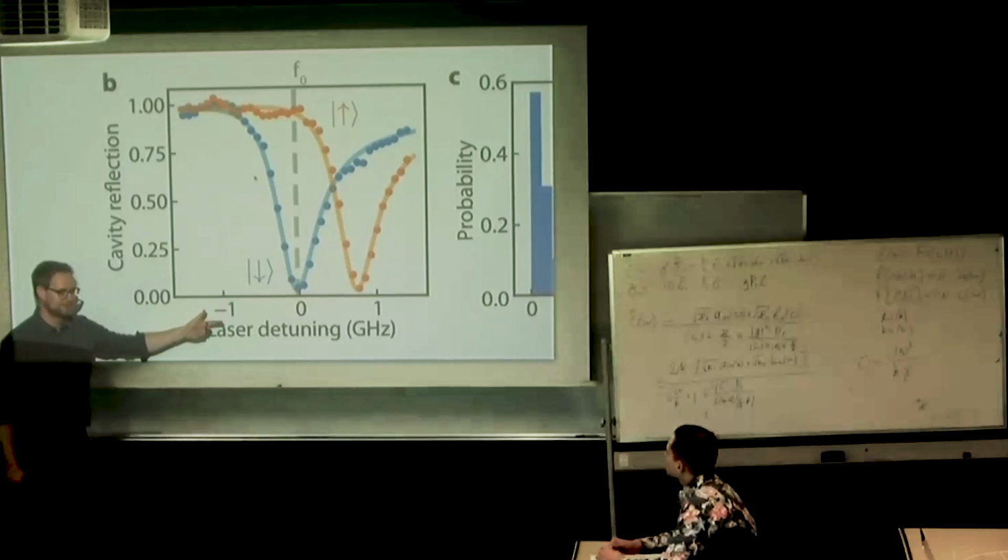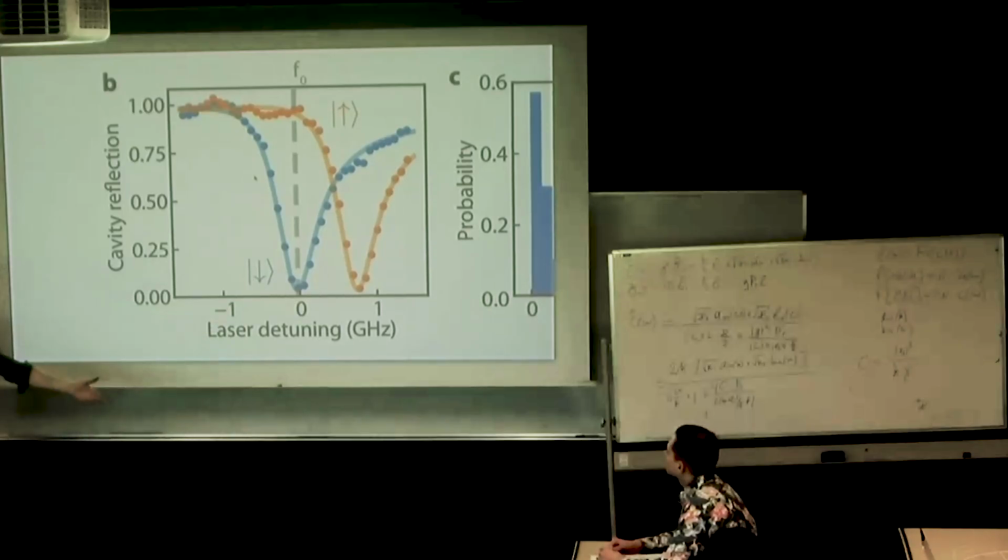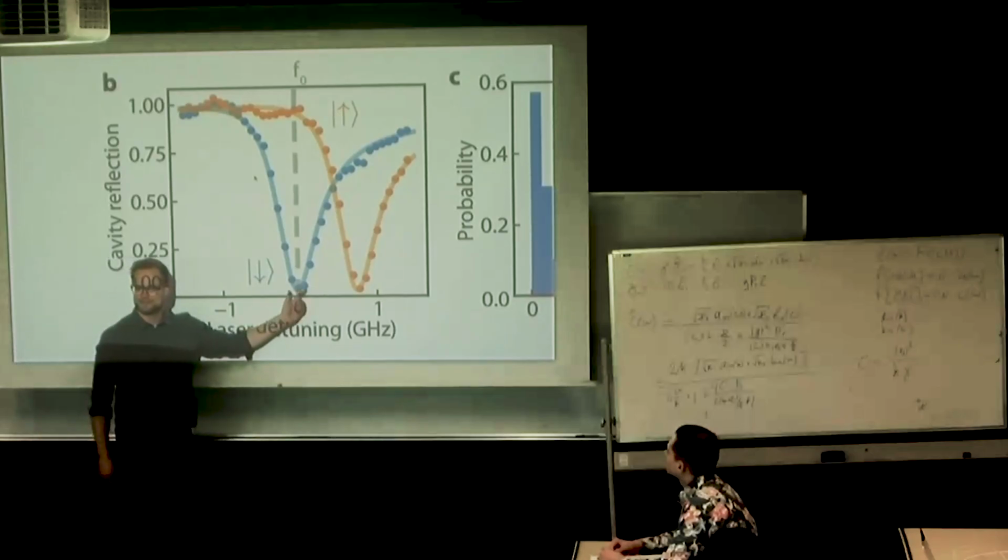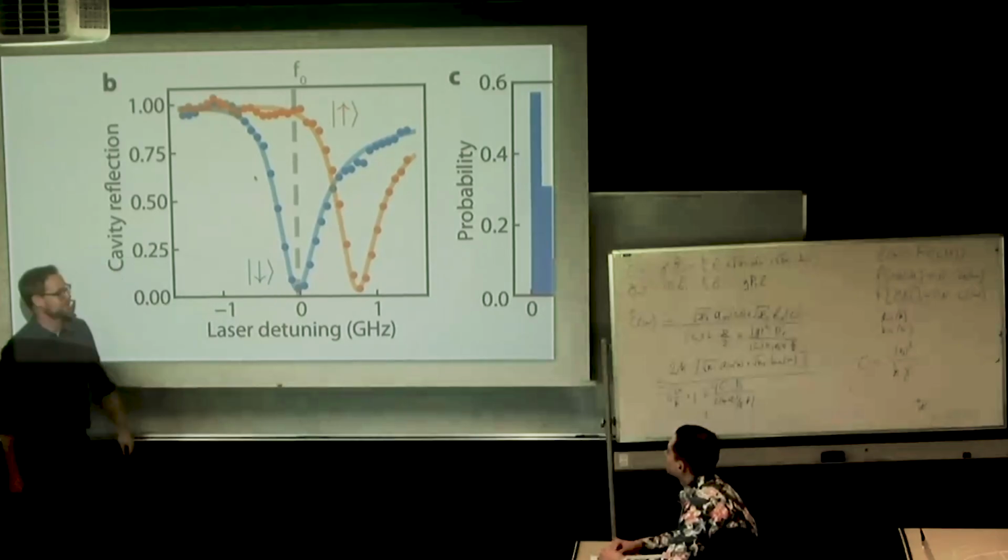This is a critically coupled cavity that you're looking at. So this is exactly what you derive now: if in one spin state, I mean, it's not exactly 0, because there are also some imperfections, but you can really say, okay, I get nothing back. In the other spin state, I get everything back.